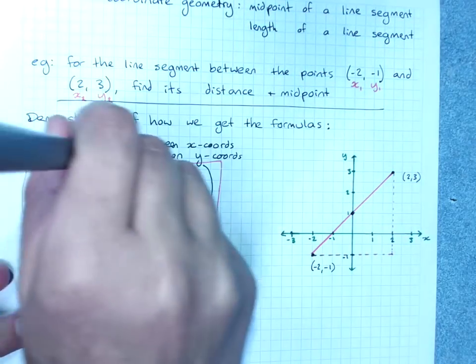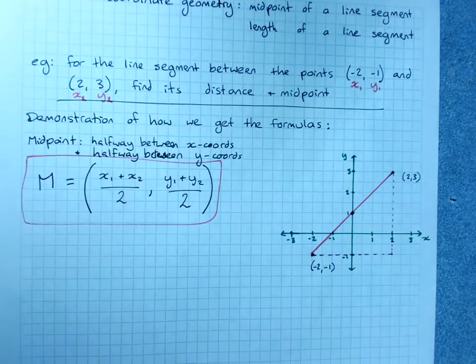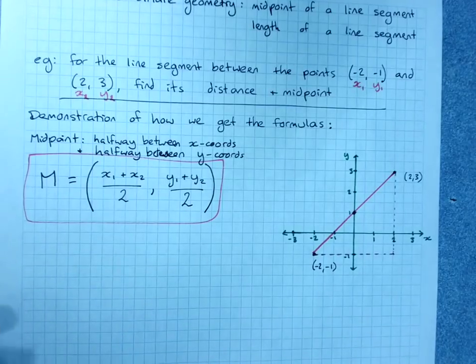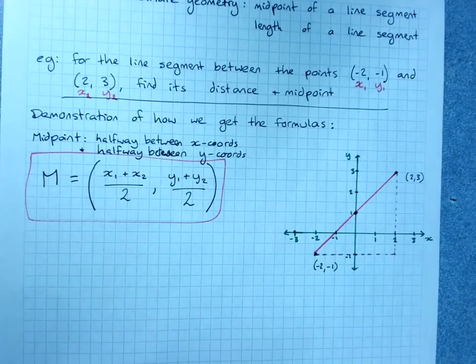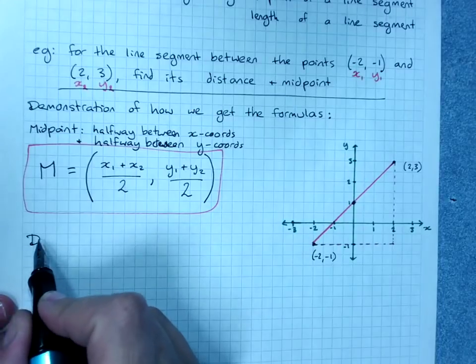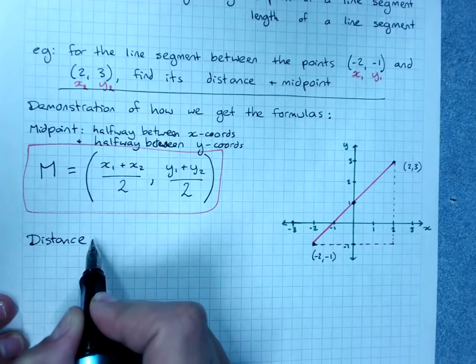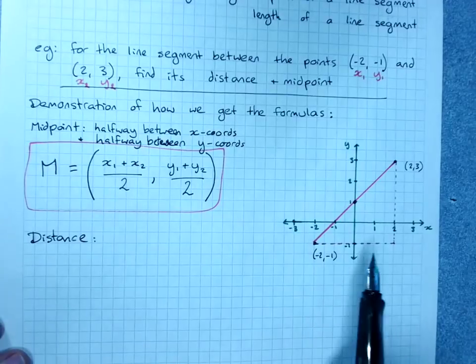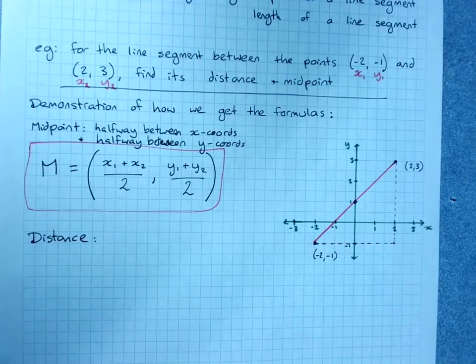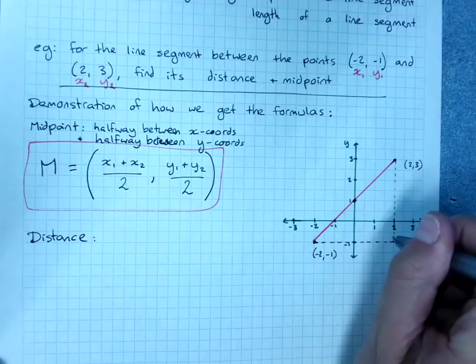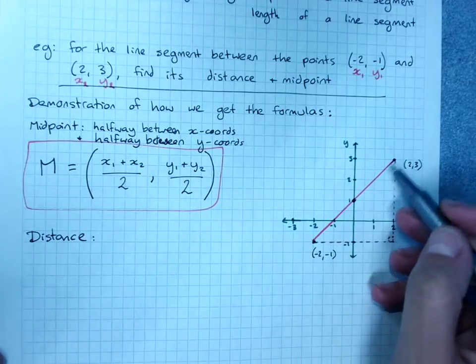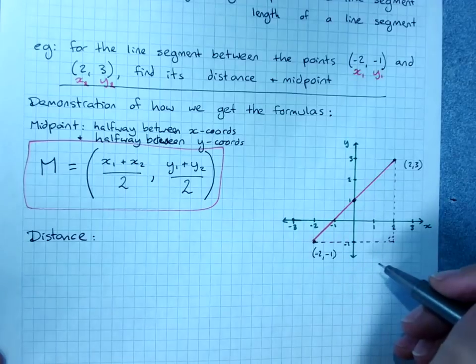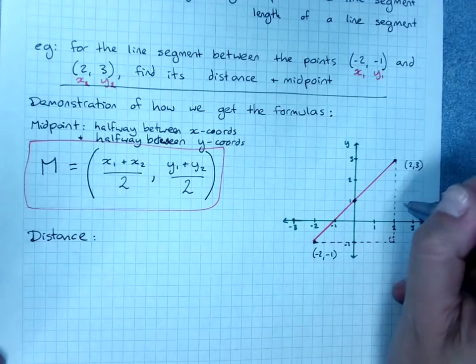And we'll go through how to use it. We also need to find the distance between the 2 points, or the length of that line segment. And if you're feeling very clever, you may have spotted what we've got here already, which is, of course, a right-angled triangle.